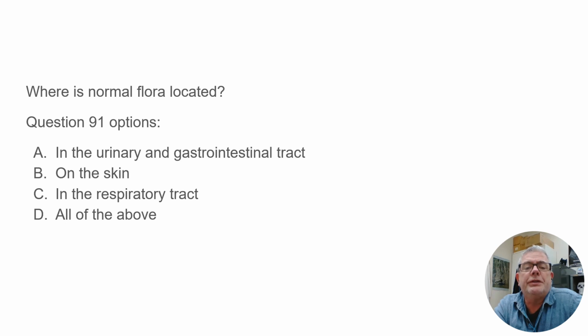Where is normal flora located? Oh, sorry, I didn't answer that one properly. Normal flora is located in the urinary tract, GI tract, respiratory tract, in the trachea, on the skin. So the answer to that, even though it's not keyed, would be all of the above.